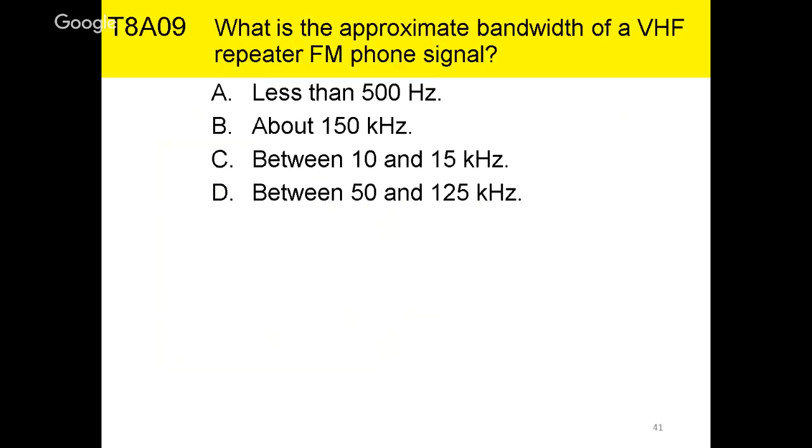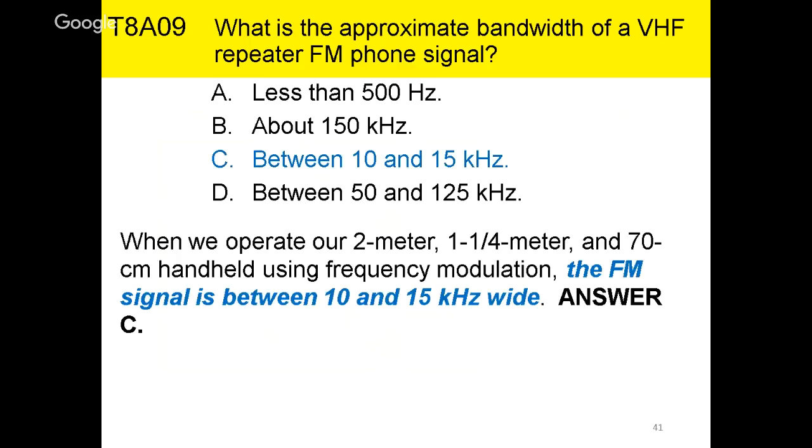With your first radio, what is the approximate bandwidth of a VHF repeater FM phone signal? Typically, your deviation in an FM phone signal will be between 10 and 15 kilohertz. Most of them are less than that. Generally 10 is good, but for the purposes of this exam, between 10 and 15. If you remember, FM is about 10 kilohertz wide. You should be good to go with answering any of these questions.